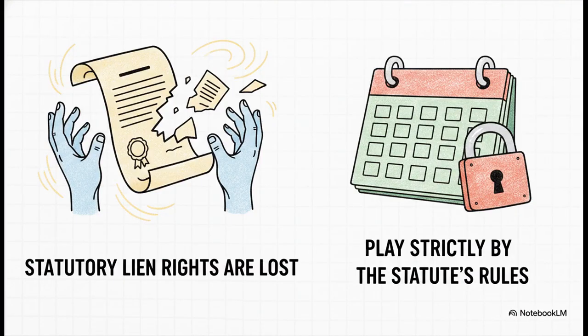So here's the crucial point. The correct answer is B. Statutory lien rights are lost regardless of fairness. If you chose B, awesome job. But it's totally vital to understand why this is the answer. Statutory liens, like a builder's or construction lien, don't just exist naturally. They are entirely created by a specific statute. And because the statute gives you this incredible tool to claim against a property, you absolutely have to play strictly by the statute's rules. If the rule says you have 45 days, you have exactly 45 days, no exceptions.